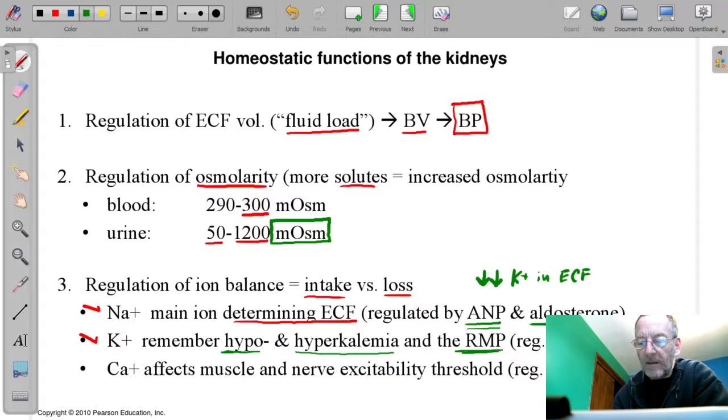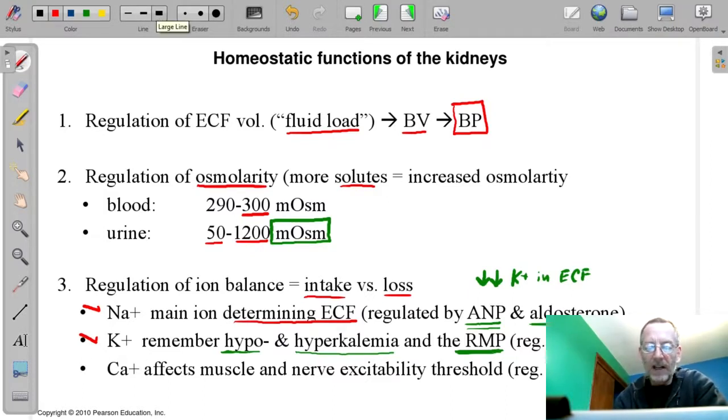And I'll get some feedback from you all this quarter, spring 2020, and I may do a little short video on that to go over how hyper and hypokalemia affect the resting membrane potential. It's significant, and you ought to appreciate the relationship. So we might come back to that. But potassium is also regulated by aldosterone. So aldosterone is regulating both sodium and potassium through mechanisms we'll get to shortly.